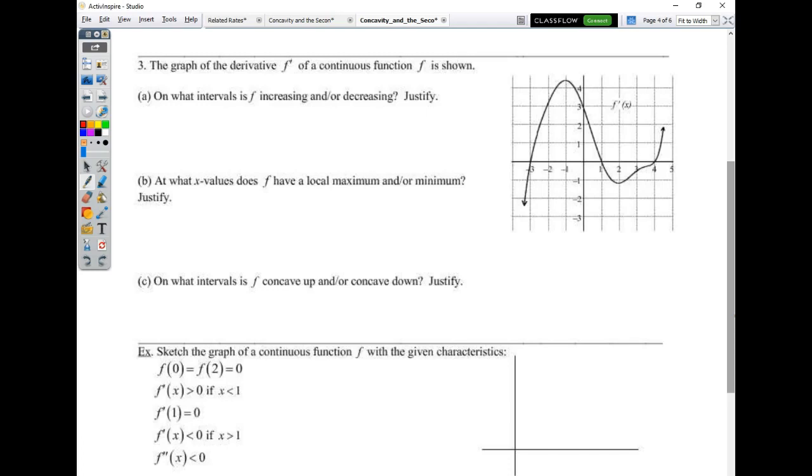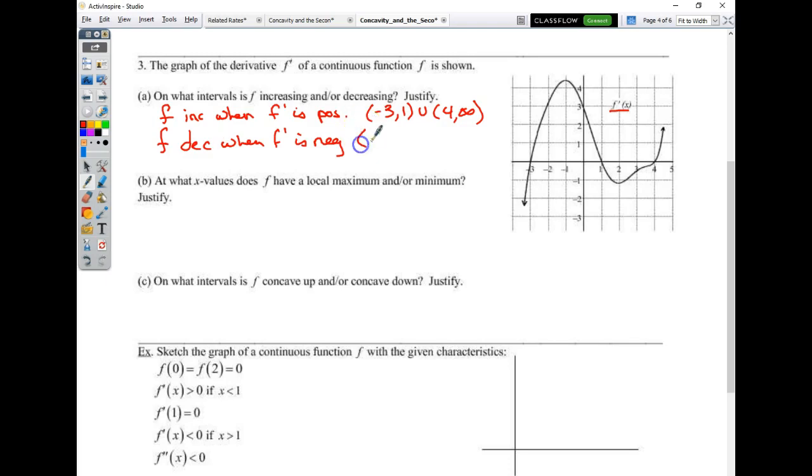This is f prime. Okay, so I've got to justify anyways. So I know f increases when f prime is positive. Look, I've justified my answer. So what region is that? That is -3 to 1 and 4 to infinity. f decreases when f prime is negative. And again, I want to just point out, I'm not saying the function increases, the function decreases. I'm saying f, because f prime is a function, and f double prime will be a function, and f is a function. What function is it? So f prime is negative on negative infinity to -3 and 1 to 4. I probably should have let you do that beforehand.